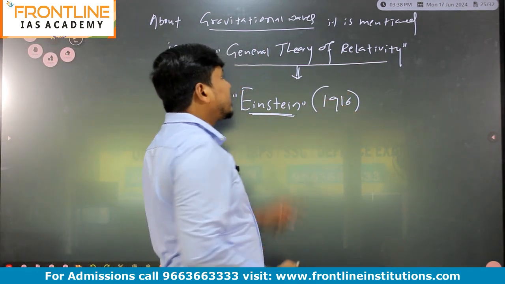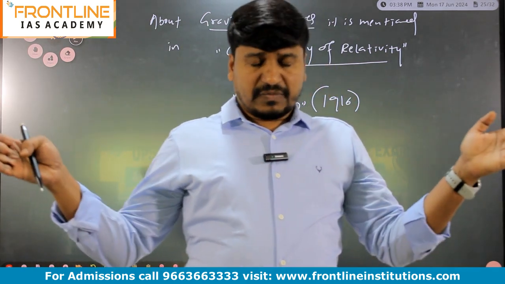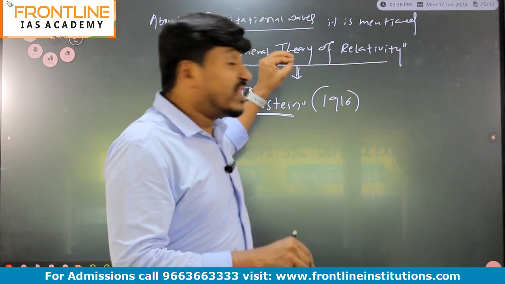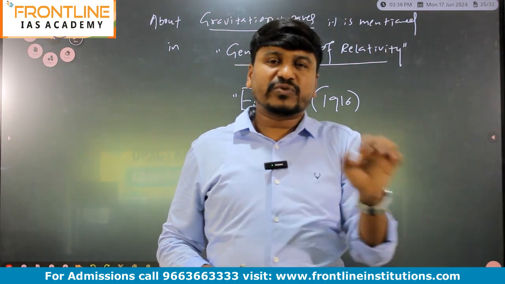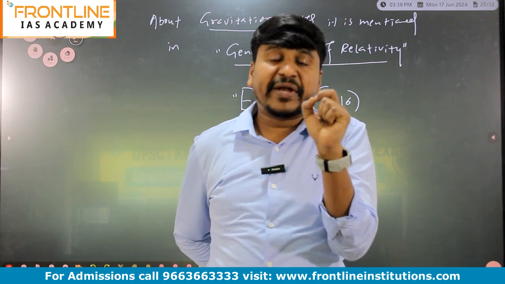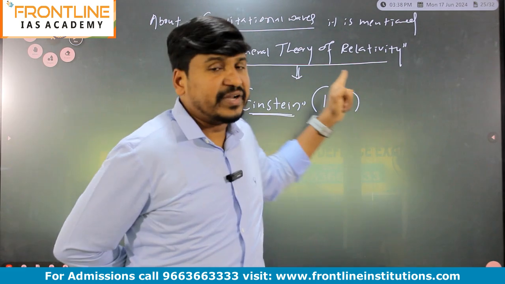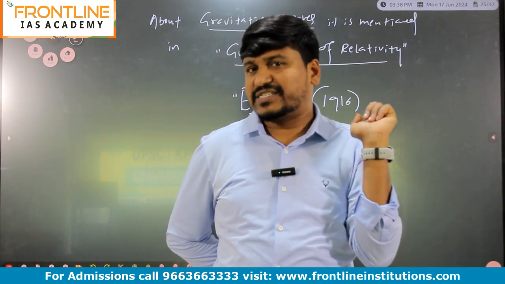And in this theory, it is clearly mentioned that gravitational waves exist. This theory says that when two black holes collide with each other, energy is released, that energy travels in the form of waves, and those waves we call gravitational waves. The first record of gravitational waves is mentioned in which theory? The general theory of relativity. And this theory was proposed by whom? Einstein. In which year? 1916, right?